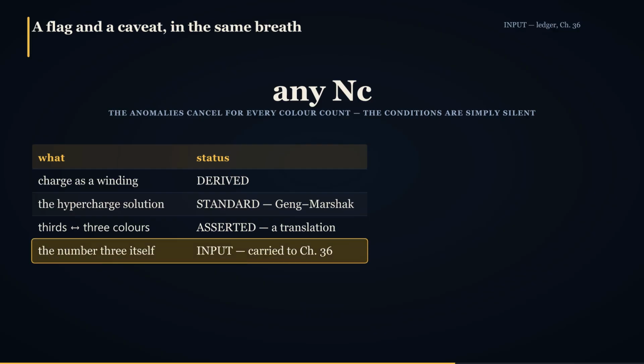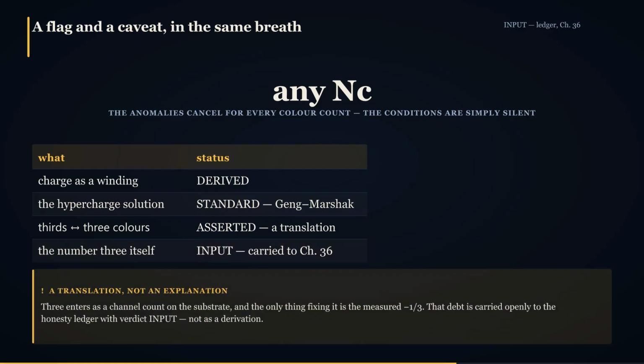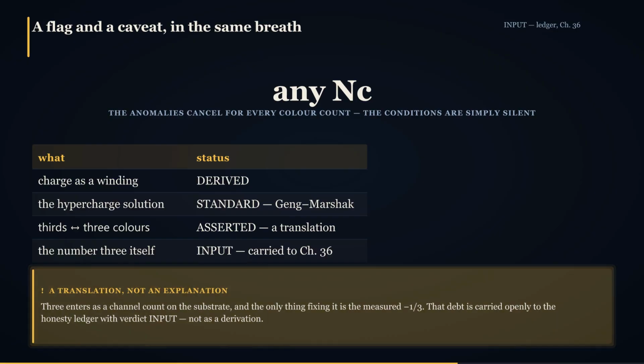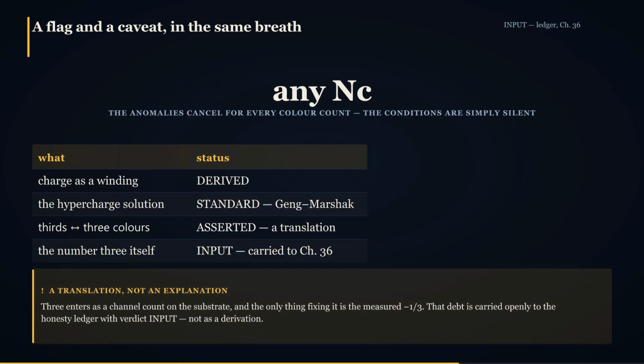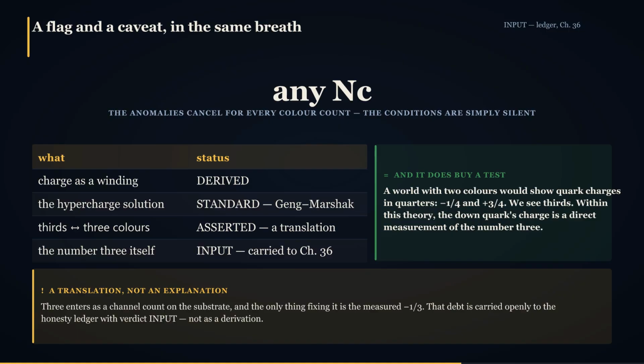What the general formula buys is a translation, not an explanation. And it does buy a test. A world with the same anomaly structure, but 2 colors would show quark charges in quarters, minus a quarter and plus 3/4. We see thirds. Within this theory, the down quark charge is a direct measurement of the number 3.